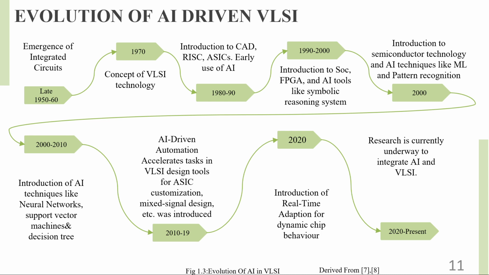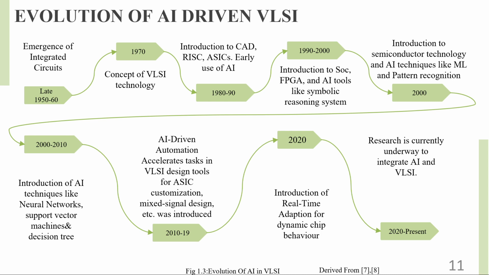During the subsequent years, VLSI design tools such as layout editors and simulation software continued to develop. In the 1980s, the complexity of VLSI design increased, leading to the development of tools like CAD. This era also saw the introduction of RISC and ASICs and the use of AI tools for design assistance. In the 1990s, there was a significant advancement in the technology with the introduction of SoC, deep submicron technology and FPGA. The usage of AI tools like symbolic reasoning systems began to rise during this period.